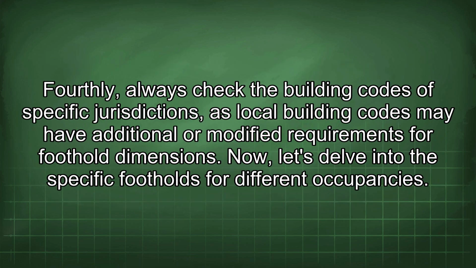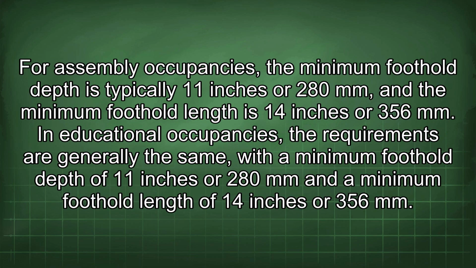applications. Fourthly, always check the building codes of specific jurisdictions, as local building codes may have additional or modified requirements for foothold dimensions. Now let's delve into the specific footholds for different occupancies. For assembly occupancies, the minimum foothold depth is typically 11 inches or 280 mm, and the minimum foothold length is 14 inches or 356 mm.